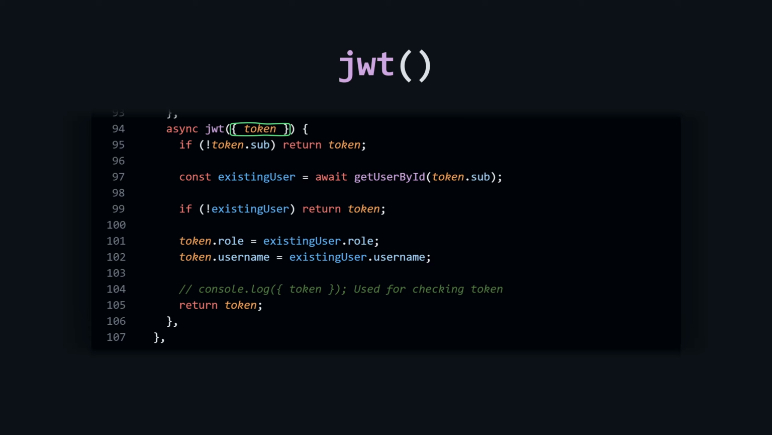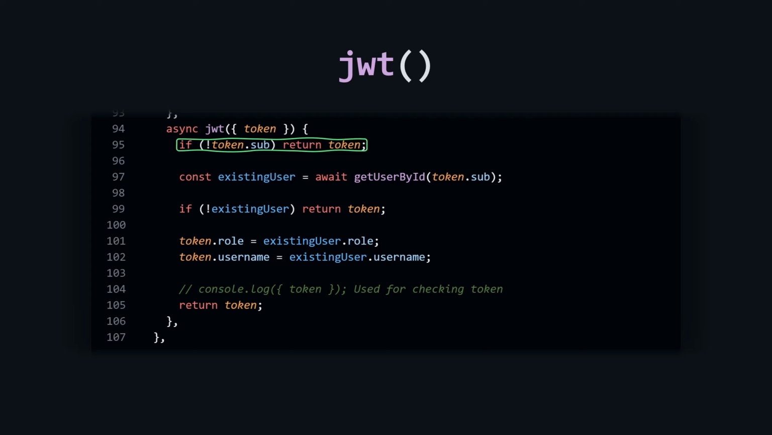But first of all, pass in a token, and then we put in an if statement saying if there's not a token sub. The sub is basically the user ID. It's just how the token is delivered. That is what it's classified as. So that's why you have to put .sub. So if there's not a user ID, basically, we're going to return the token.